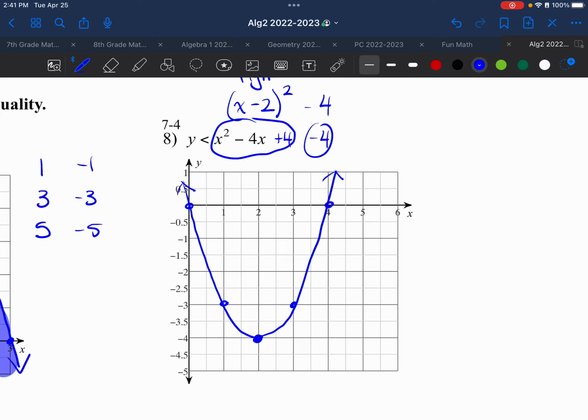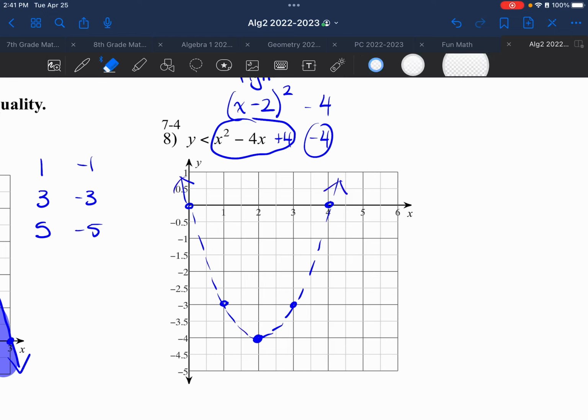Cool, and I messed up, didn't I? Undo, because it's not a solid line. I said it before, this is a not equal to, so I need to do a dash line. So let me do my dash line that comes down here, and arrow that goes up, and then I decide where to highlight. Notice that I have a less than, which means it's underneath. Underneath is going to be shading in like so.